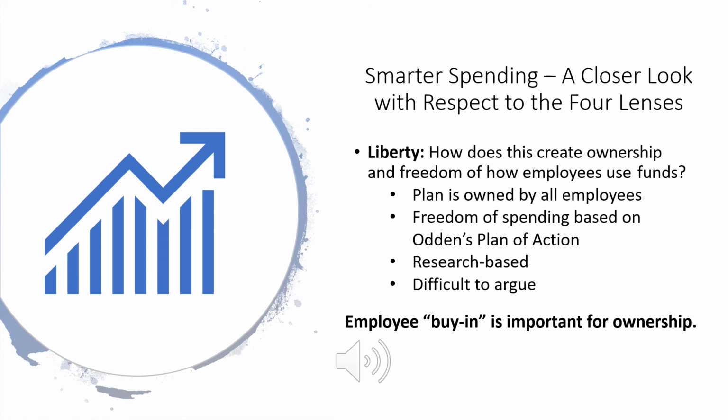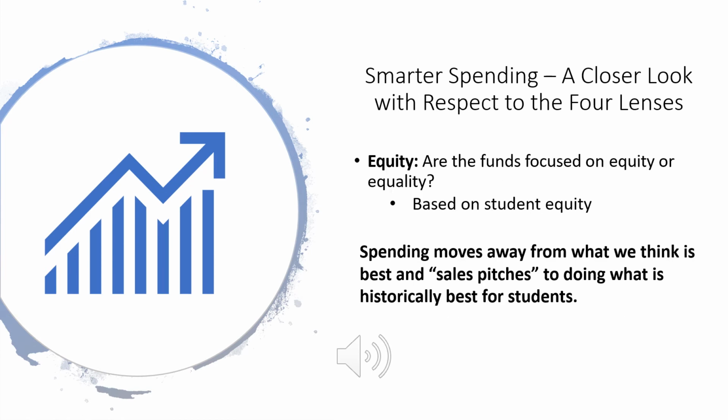Liberty refers to how your plan creates ownership and the freedom established for how employees use their allocated funding. Once our smarter spending philosophy was adopted, the research by Alan Auden became our framework. When a plan such as this is research-based, it becomes difficult to argue and provides a solid basis for moving forward. Is your funding based on equity or equality?